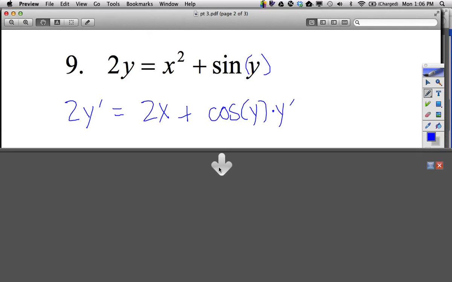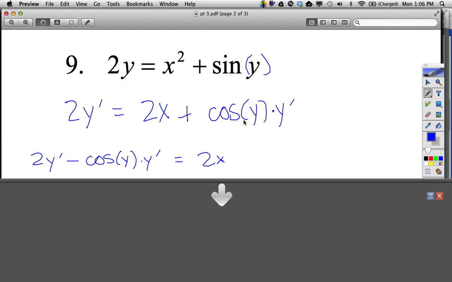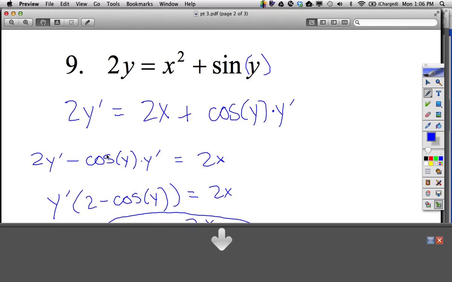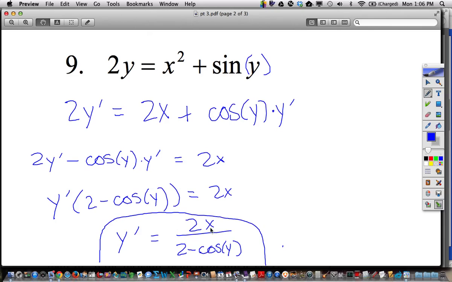Get y prime on the same side. So we need to subtract this cosine y, y prime over to here. And the whole reason for getting them on the same side? Factor out a y prime. So we factor out a y prime, we have 2 minus cosine y, and then we can divide it over to the other side. And your answer will have both x's and y's in it. A lot of the time. Not always, but a lot of the time it will. Sometimes it'll have only y's in it.